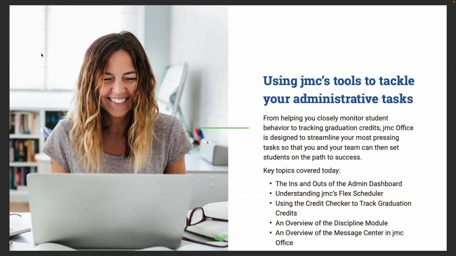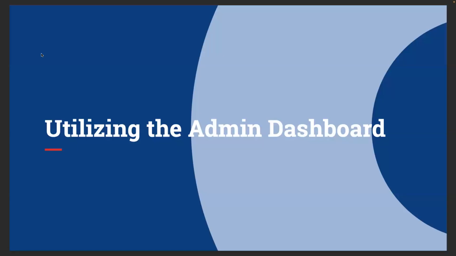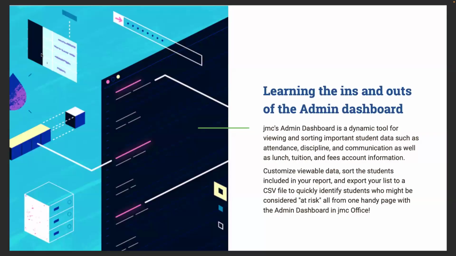So some key topics that we're going to cover today. We'll look at the ins and outs of the admin dashboard, understanding JMC's Flex Scheduler, using the credit checker to track graduation credits, an overview on the discipline module, and an overview of the message center in JMC Office. So we'll start by utilizing the admin dashboard.